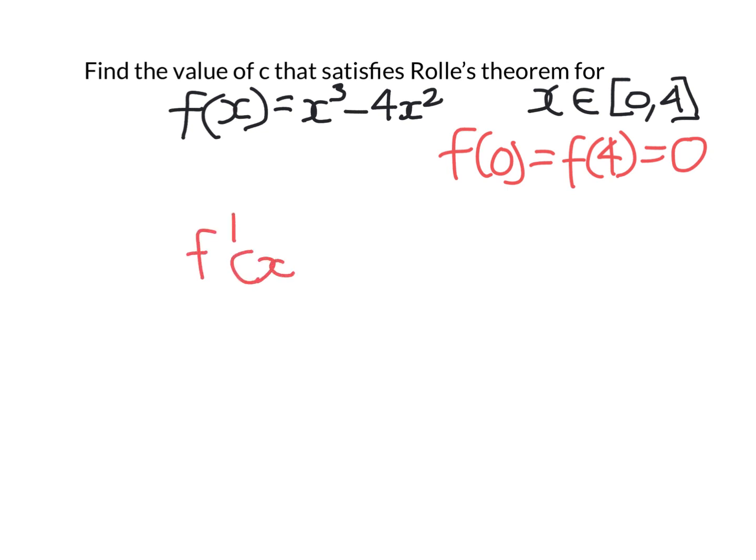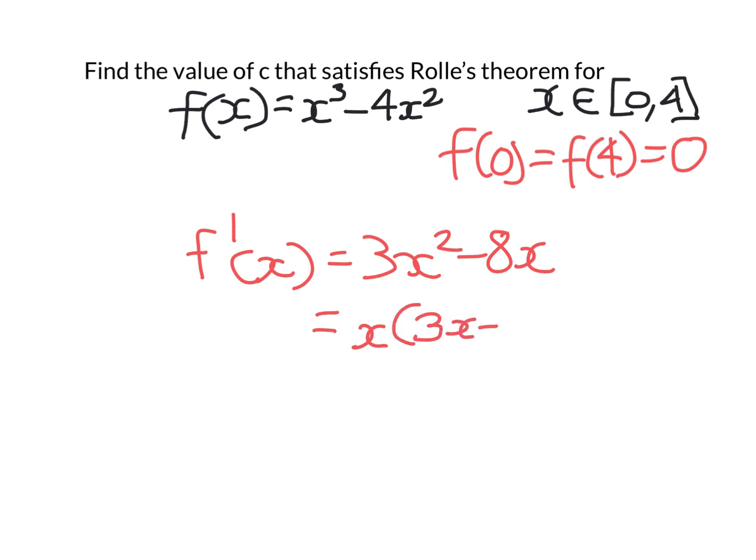So f dash x, the derivative, will be 3x squared minus 8x. So if I want to find out where that derivative is equal to 0, I can take out a factor of x. So I get x times (3x minus 8). And so if the derivative is equal to 0, either x equals 0 or x equals 8 over 3. This function has stationary points at x equals 0 and 8 over 3.